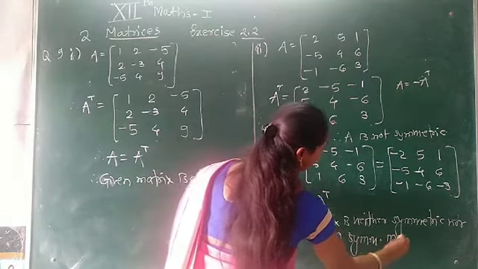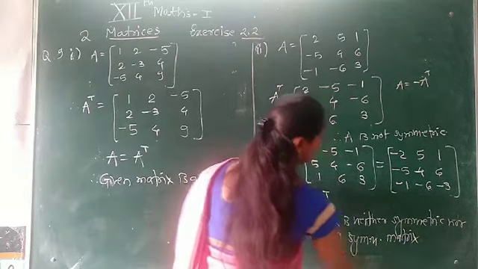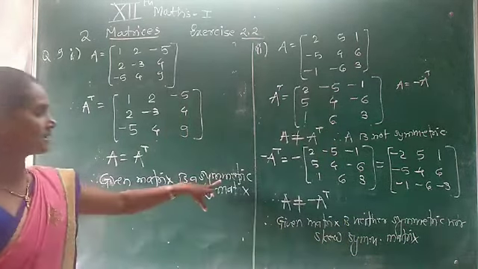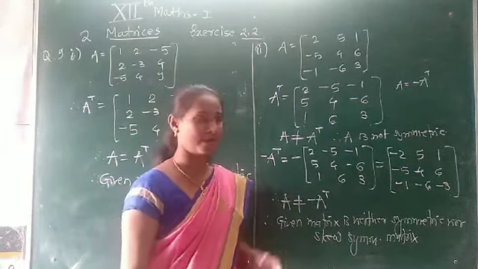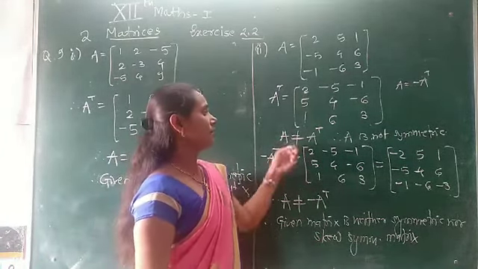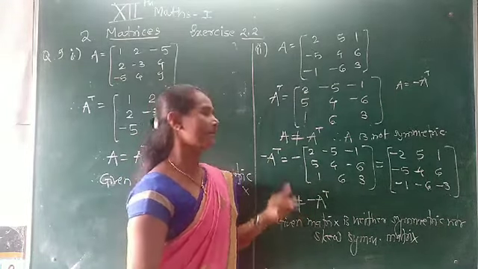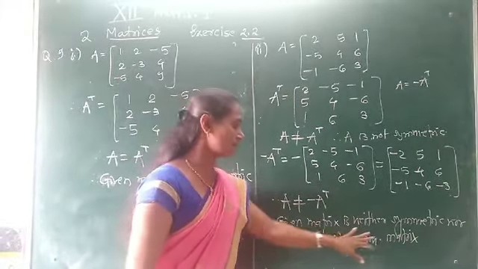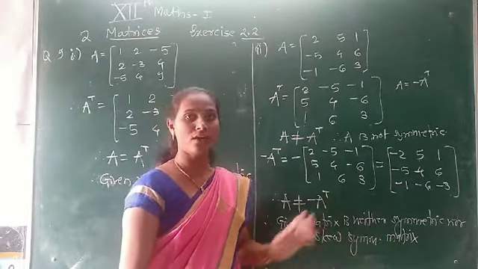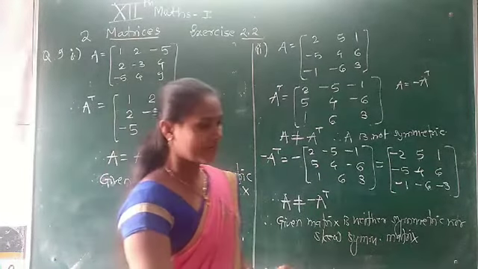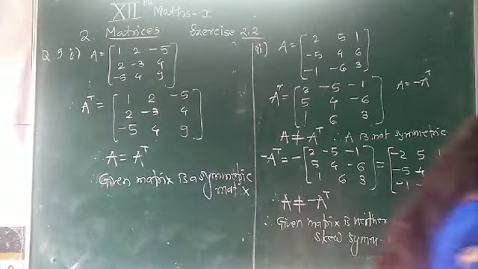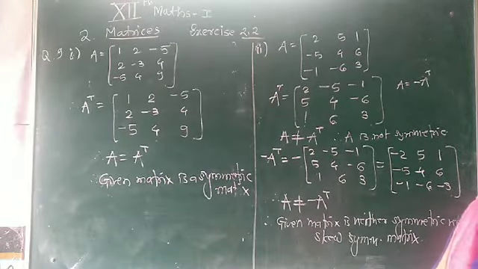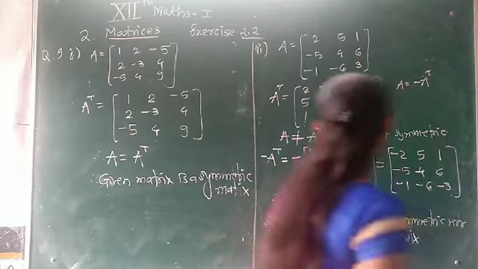If A is equal to A transpose, then we say that it is symmetric. And if we get A is equal to minus A transpose, then it is skew symmetric. But in this matrix, both conditions are not satisfied. So the given matrix is neither symmetric nor skew symmetric. Again, there is a third question. You should try to solve it at your home. Now we take question number 10.